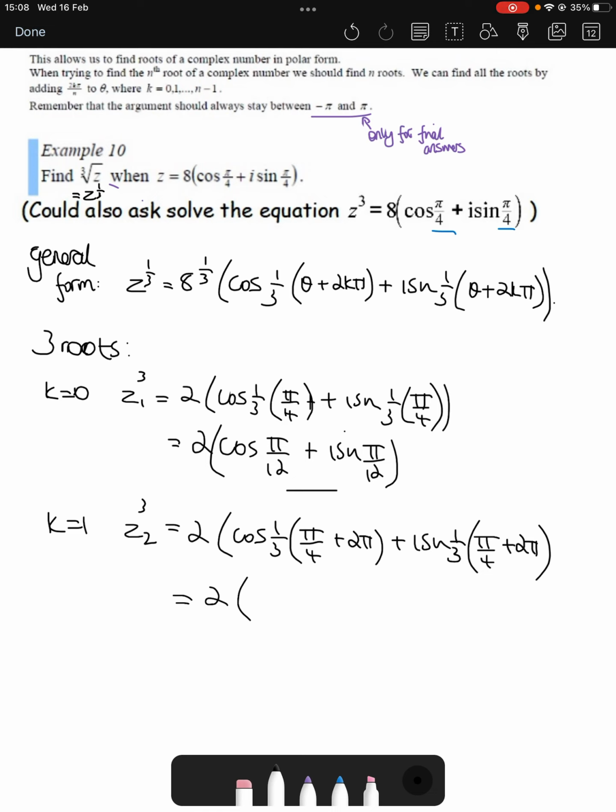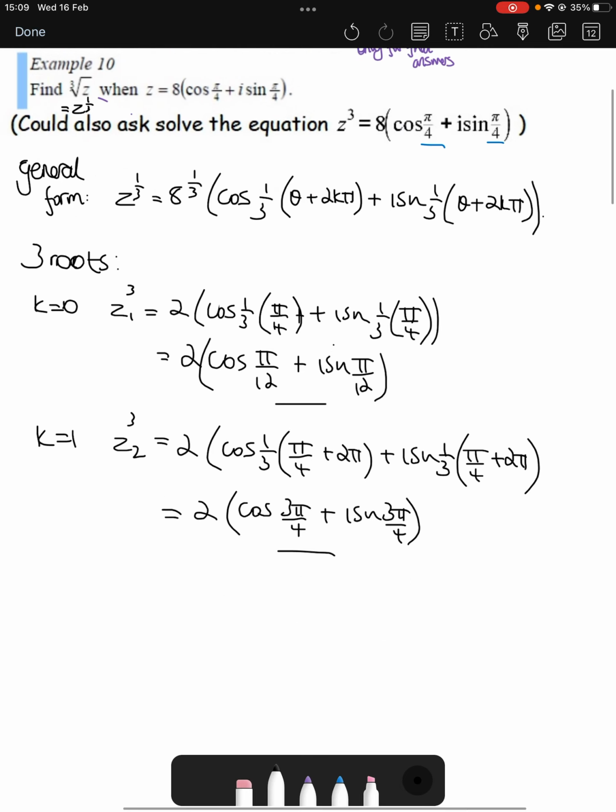Again, you can do the fractions in your calculator, but what we've really got is a third of this. A quarter plus 2 is 9 over 4. A third of 9 over 4 is obviously 3 pi over 4. Okay, so that's your second root.